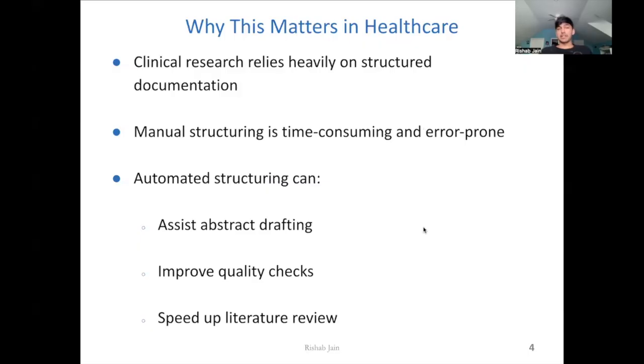So why does this matter in healthcare? This task is particularly relevant in healthcare and clinical research, where documentation quality and structure are critical. Automating sentence classification can help medical writers during drafting, assist researchers during literature review, and can also support quality checks for clinical trial documentation. Especially in healthcare, any small efficiency gain can be impactful given the volume of medical literature produced each year.